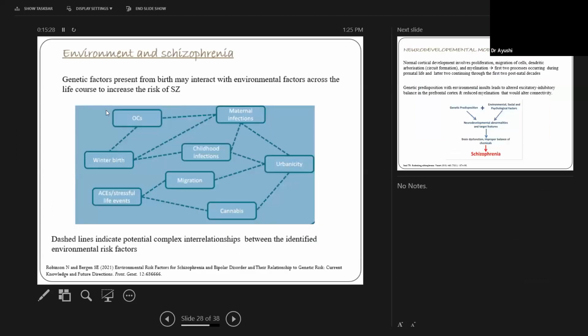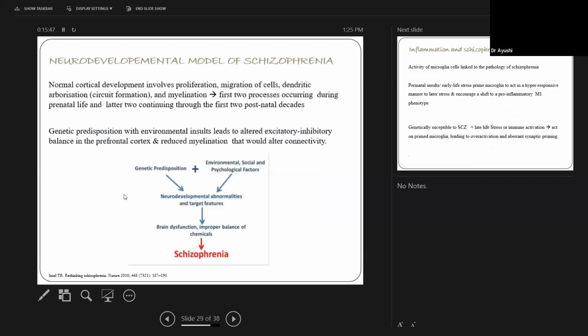Now, environment and schizophrenia. It is said that genetic factors present from birth may interact with environmental factors across the life course to increase the risk of schizophrenia. In this diagram, these dashed lines indicate the potential complex interrelationships between the identified environmental risk factors. The neurodevelopmental model of schizophrenia says that the genetic predisposition plus the environmental, social, and psychological factors work together to form neurodevelopmental abnormalities, which cause brain dysfunction, improper balance of the chemicals, and ultimately schizophrenia.